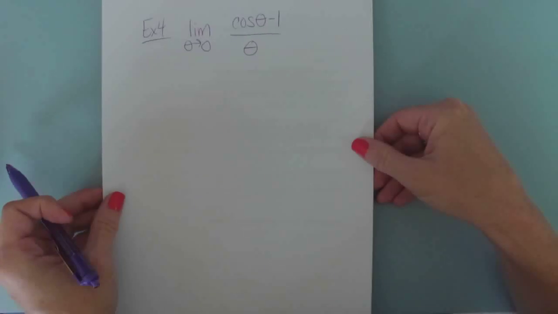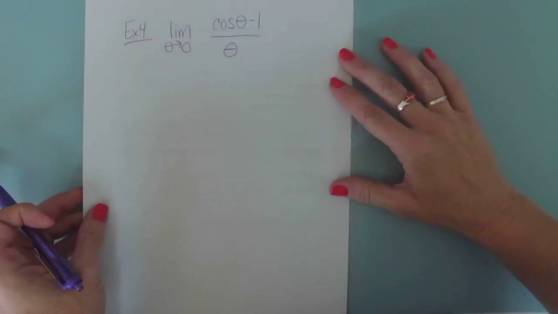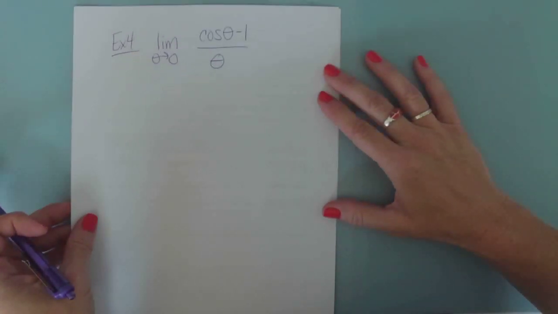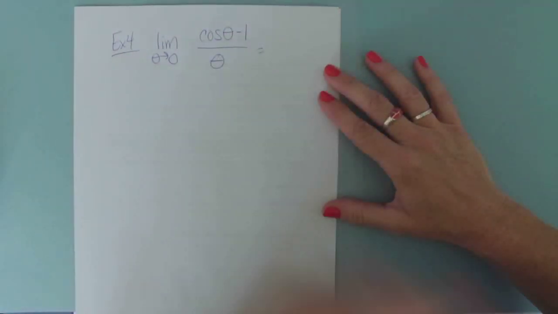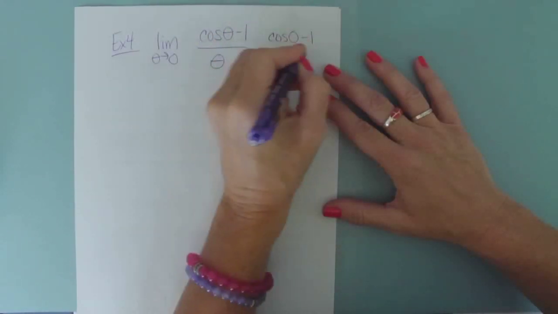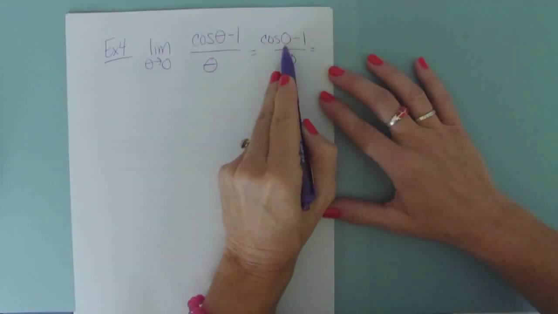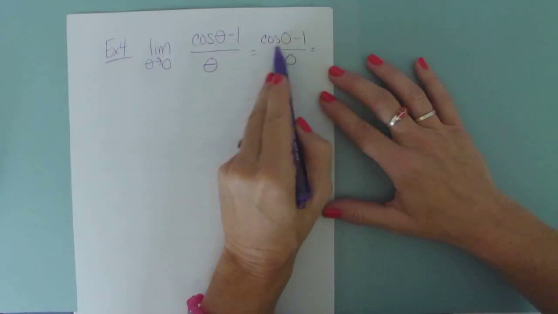Okay, last example, example 4. This is the limit as theta approaches 0 of the cosine theta minus 1 all over theta. We'll start like we always do by plugging it in. So putting 0 in for theta, I have the cosine of 0 minus 1 over 0.